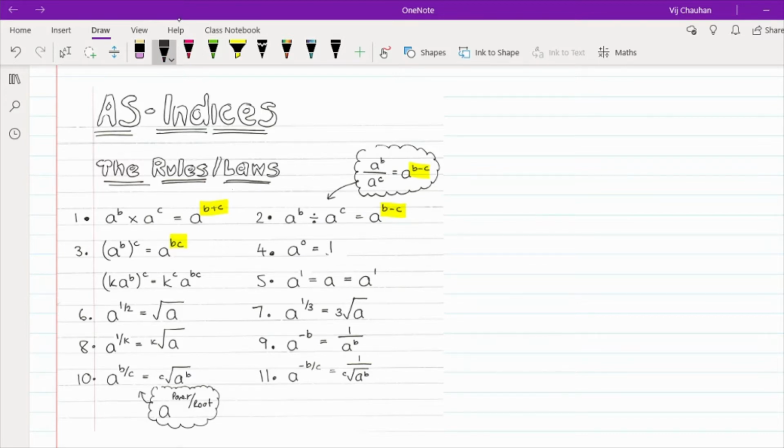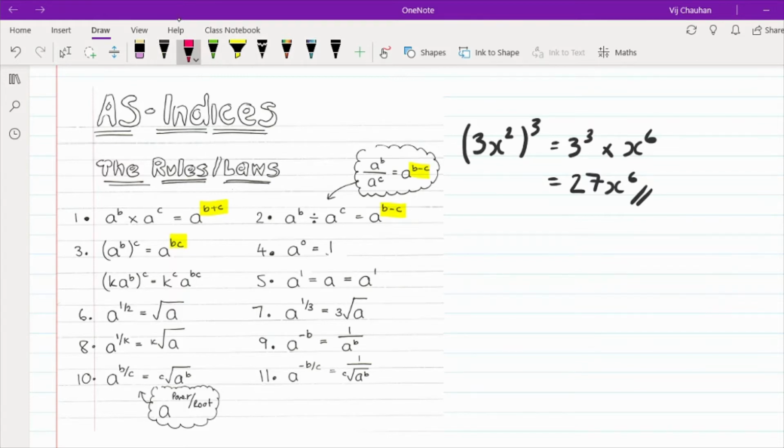So for example, if we had 3x to the power of 2, cubed, here that would be 3 cubed times x, and then again abiding by that rule that when you've got brackets times the power, that'd be x to the power of 6, which then becomes 27x to the power of 6. So the key thing there is always remember to raise the number inside the bracket by the power that is outside.